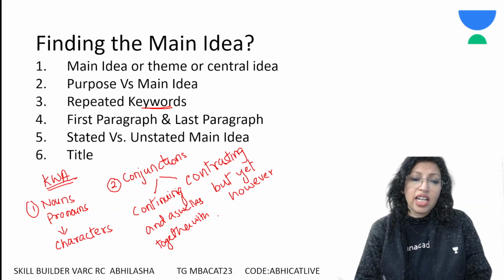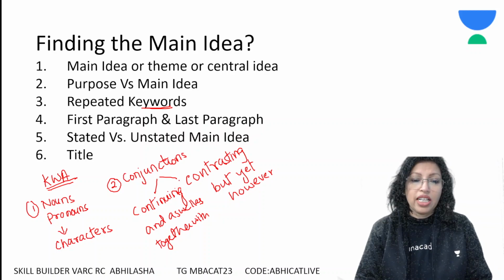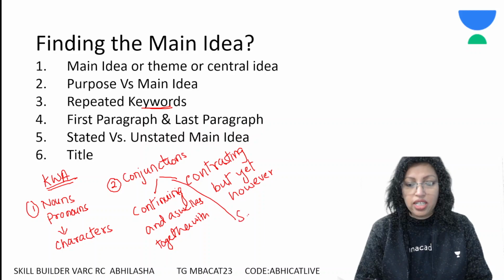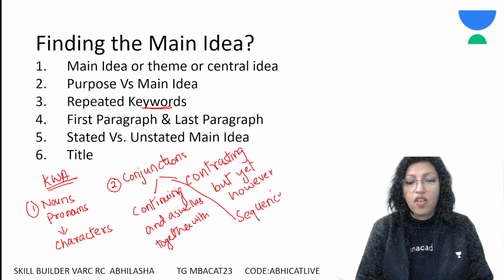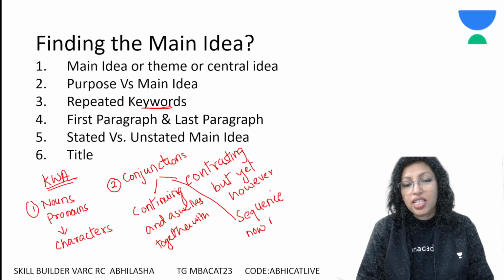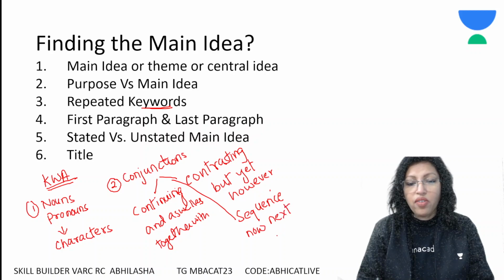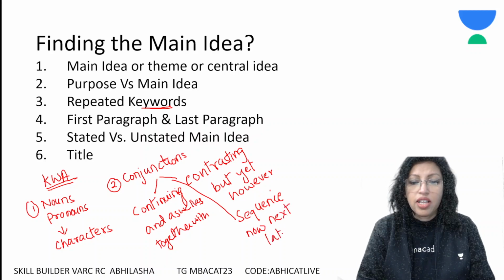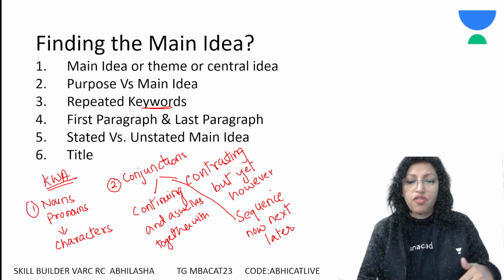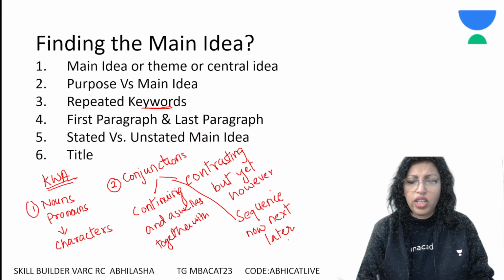Similarly, there are other conjunctions also. For example, conjunctions which tell you a sequence. So when you see conjunctions such as first, second, third, now, next, later, right? These tell you that there is a sequence that is going on. We've tried to spot the sequence: before, after, first, second. So these will tell you there is a sequence.